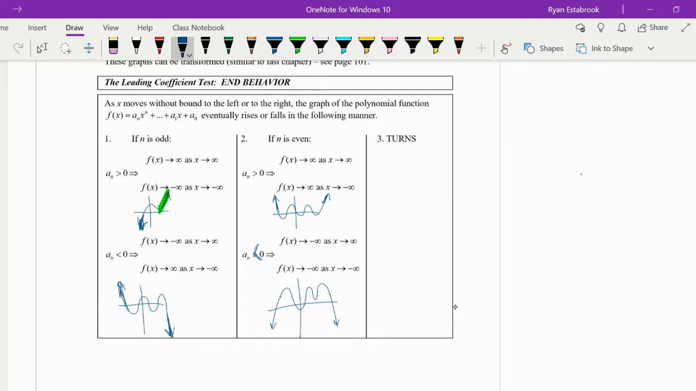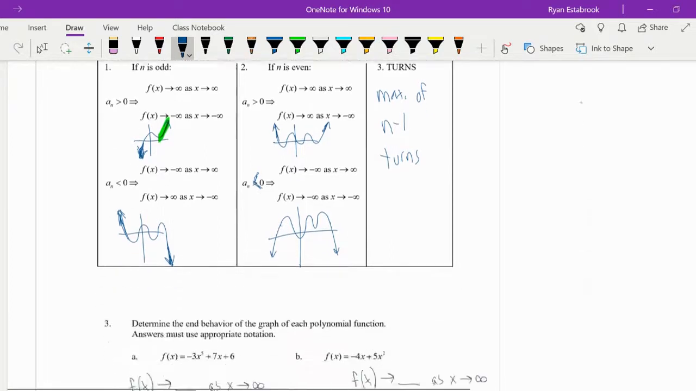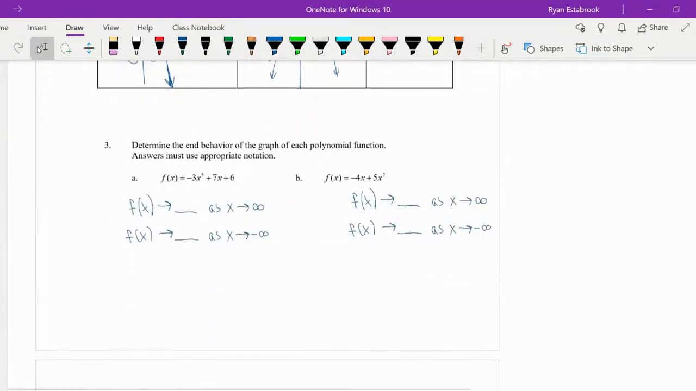Now, speaking of the terms, you're going to have a maximum of n minus 1 turns. So if our largest exponent is x to the 5th, you might have 4 turns, or 2 turns, or no turns. Whatever the maximum number of turns is, which would be, again, 1 less than the highest degree, you could have that many, or subtract 2, or subtract 4, or subtract 6 from that to figure out how many turns it actually has. As a couple of examples here, we're looking at end behavior.